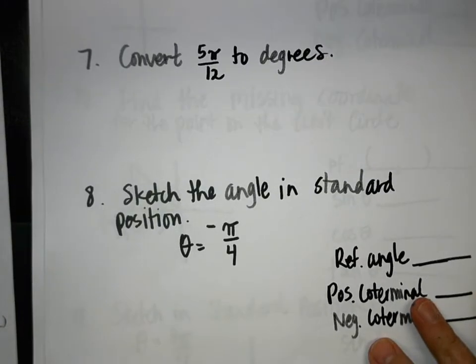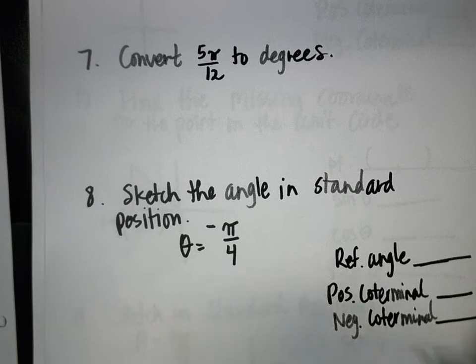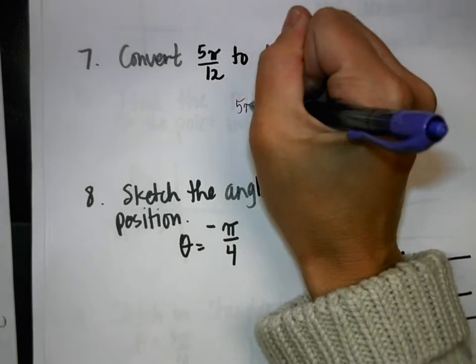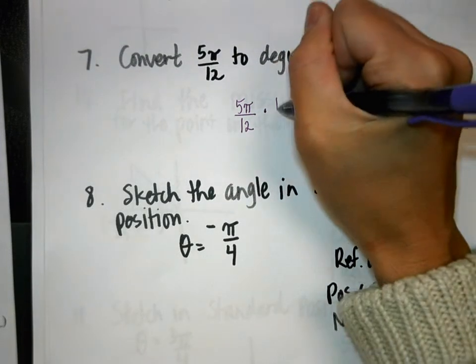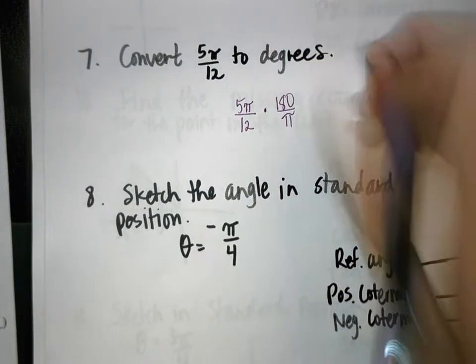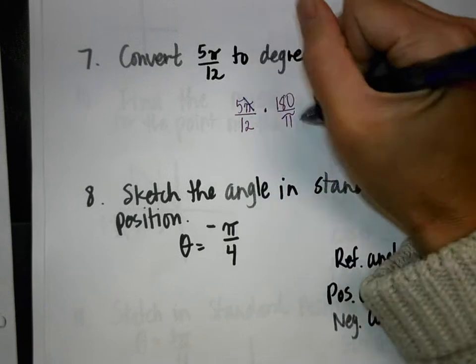Number 7 asks you to convert 5 pi over 12 to degrees. And so if you're converting to degrees, you want to get rid of the pi, which means you're going to multiply by 180 over pi. And you will notice that the pi's cancel out.